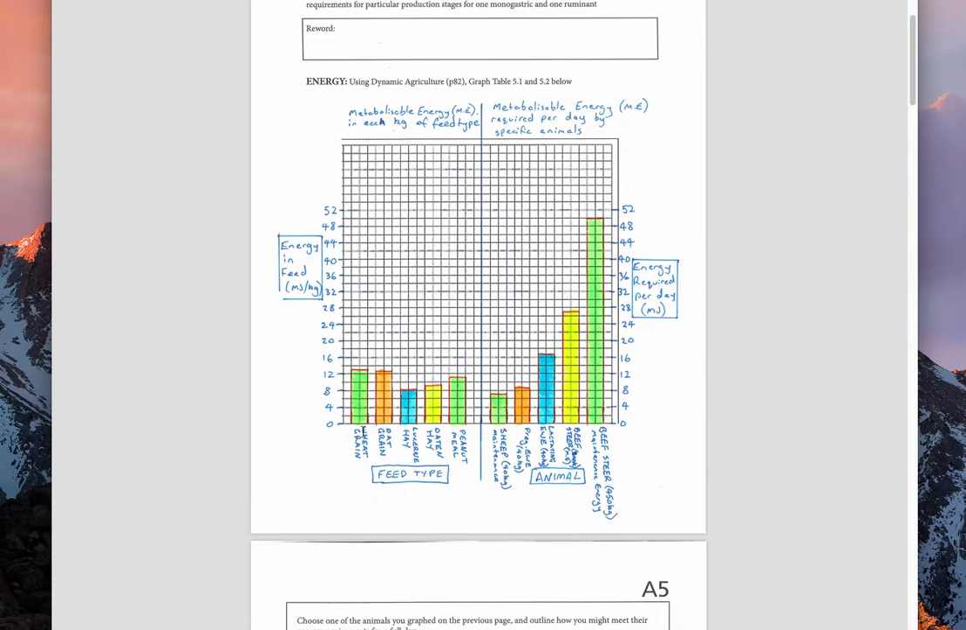So here we have wheat grain, for example, and oat grain, which give about 13 megajoules per kilogram of feed. Looking at hay here, different types of hay, that drops down. The amount of energy per kilogram is a bit less.